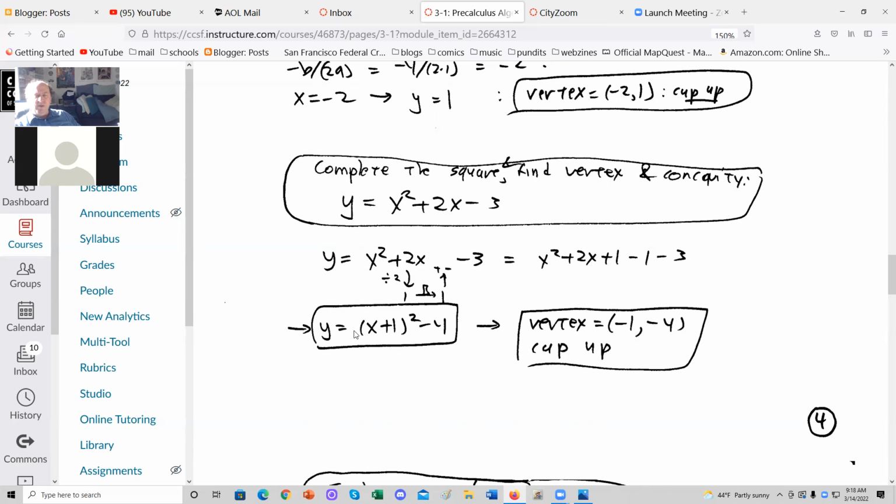Because this is a +1 in front of the squared term, it's cup up. So -4 is the minimum value of y. What happens at x equals -1.